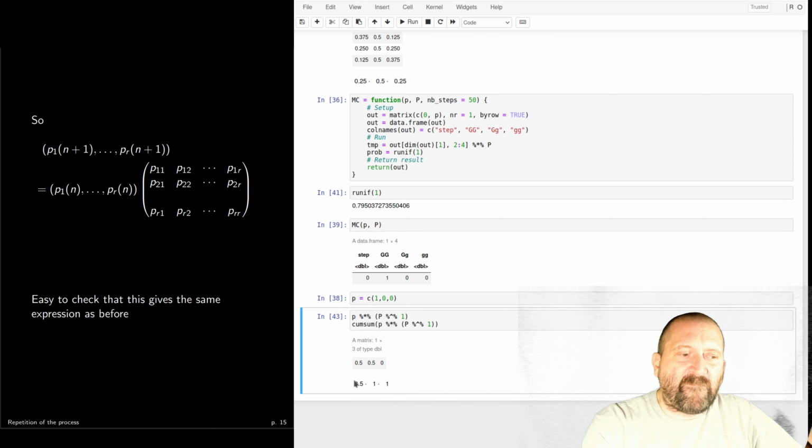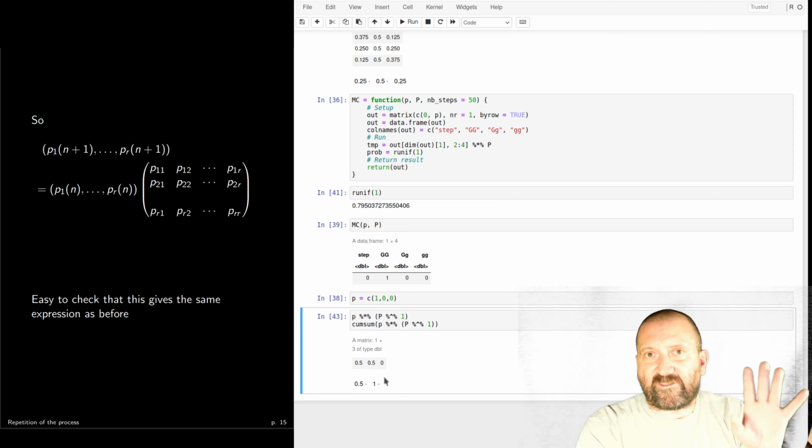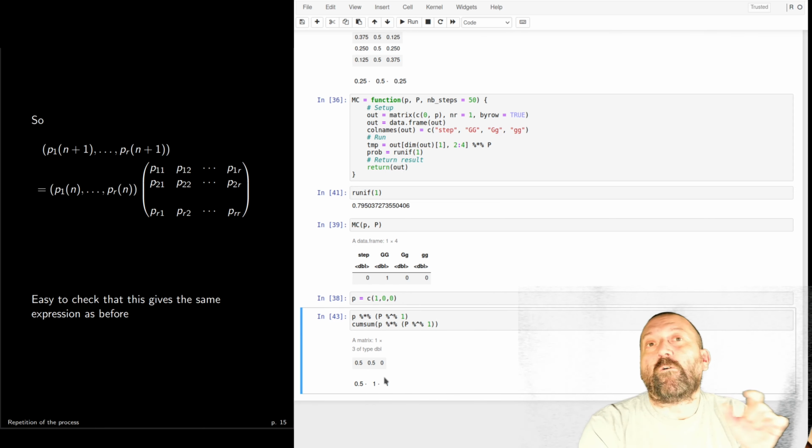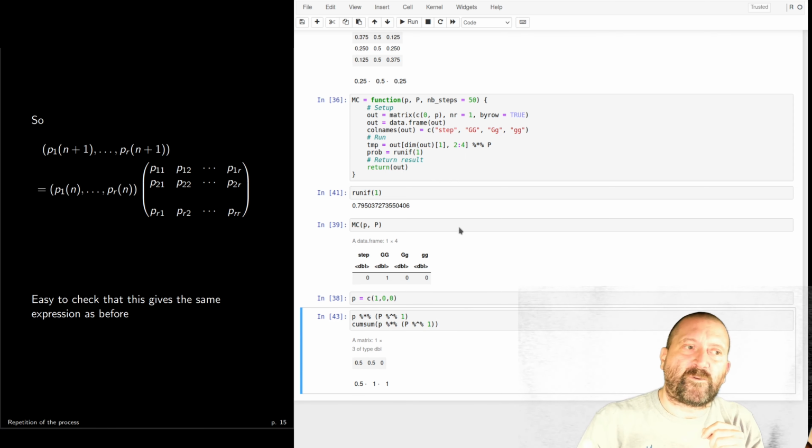If it is less than the first entry, then it means we have gotten here. If it is less than the cumulative sum of the first and second entry, it means we've gone to a second position. And the third entry, in this case, because we've got 3 entries, is always going to be 1. So if it is not smaller than this or smaller than this, then it is smaller than the last entry, and that means the third choice is the one we picked.